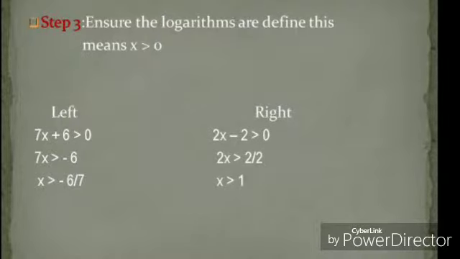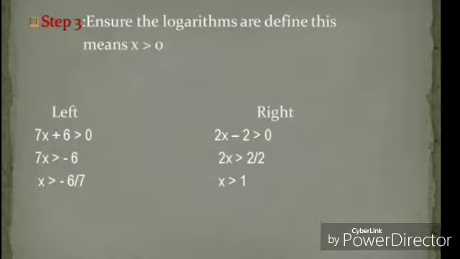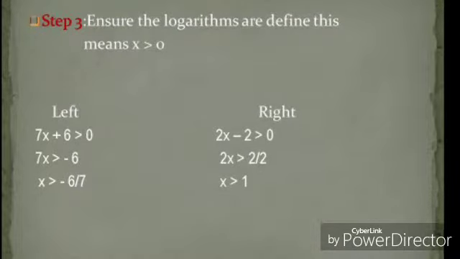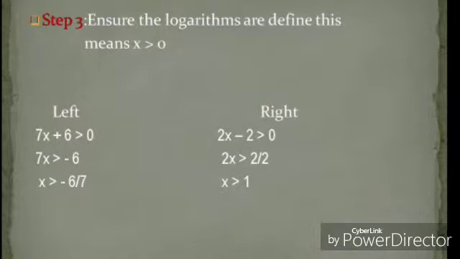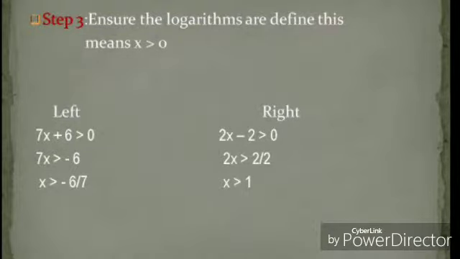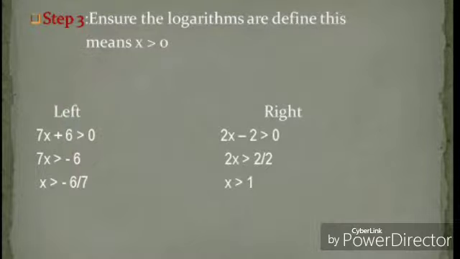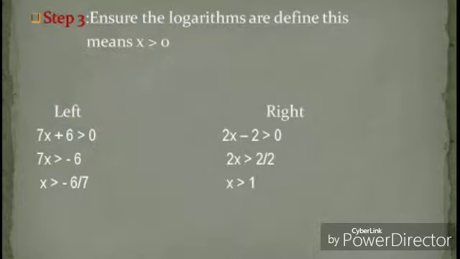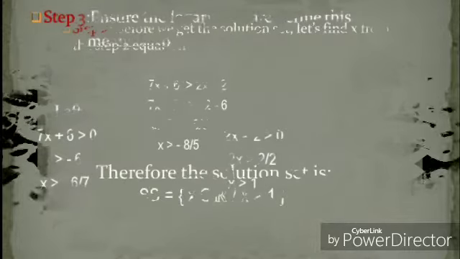Right. Step 1. 2x minus 2 is greater than 0. In step 2, the negative 2 we move to the other side. So it will be 2x is greater than 2. Negative 2 will be turned to positive 2. In step 3, since we are looking for x, we divide by 2 on each side. So in step 3, x is greater than 1. Why 1? Because 2 divided by 2 is equal to 1. So, x is greater than 1.